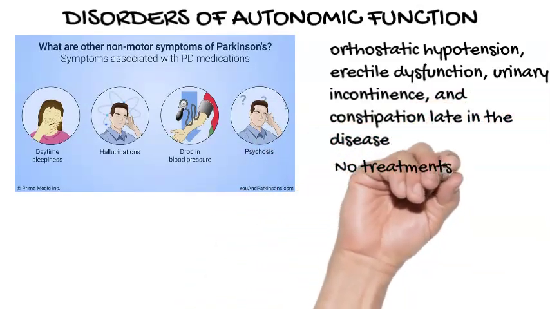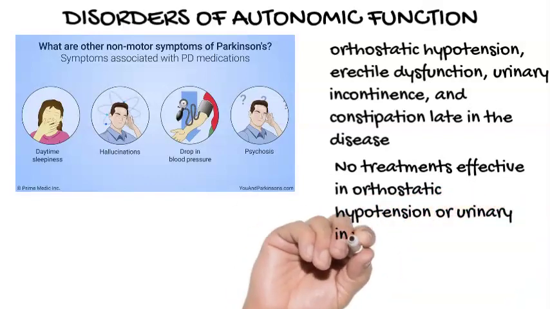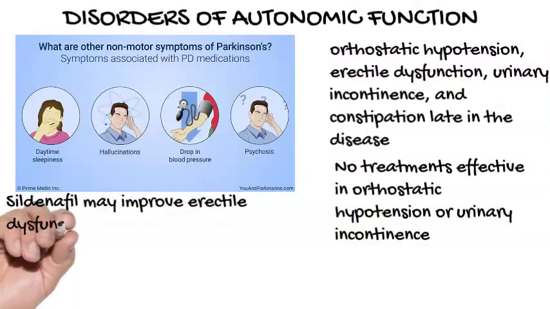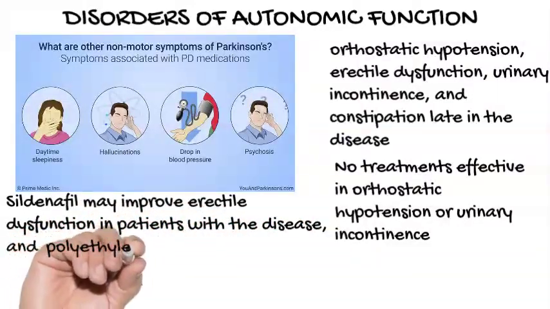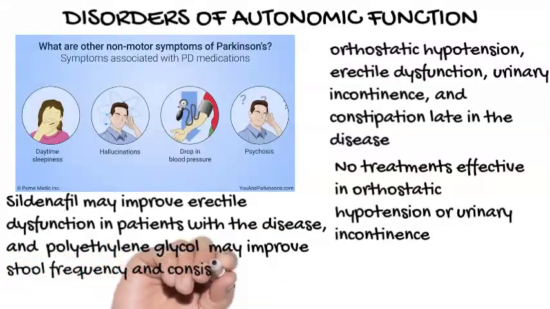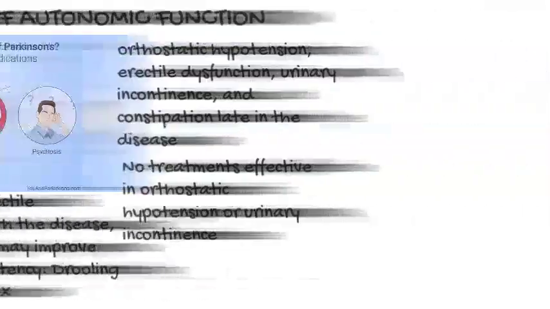No treatments have demonstrated effectiveness in treating either orthostatic hypotension or urinary incontinence in Parkinson disease. Sildenafil may improve erectile dysfunction in patients with the disease, and polyethylene glycol may improve stool frequency and consistency. Drooling can be treated with Botox.